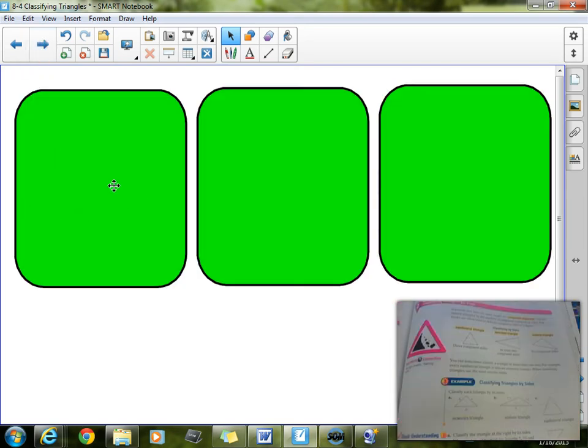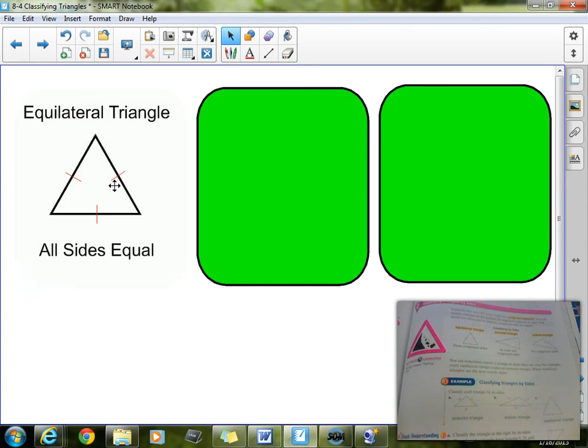And the last thing we're going to be learning is that we can classify triangles by their sides, as I mentioned before, specifically the length of their sides. So the first triangle we're going to look at is an equilateral triangle. Now, an equilateral triangle means all sides are equal. Now, I'll give you a little hint.